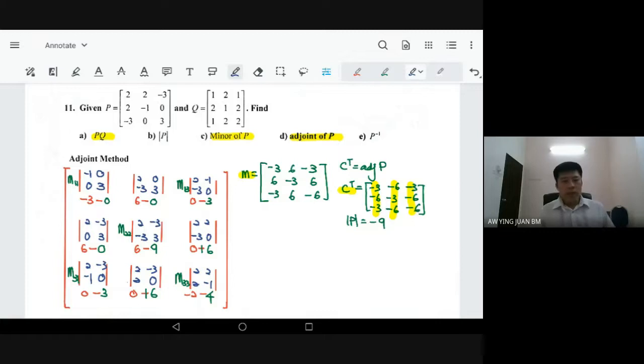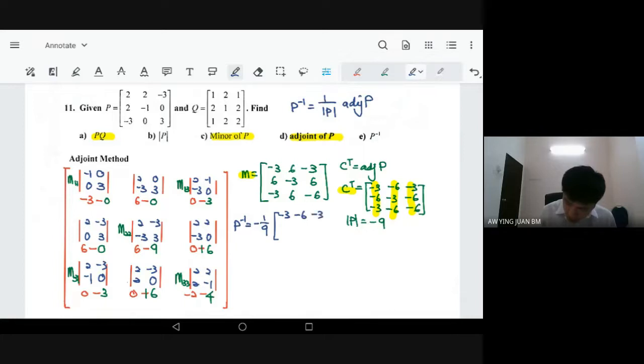So now we are going to discuss the P inverse. So basically the formula for P inverse, or the inverse of P, is equal to 1 over the determinant of P multiplied with the adjoint of P. So that is the formula. So in here, the P inverse is equal to negative 1 over 9 multiplied with the C transpose, which is negative 3, negative 6, negative 3, negative 6, negative 3, negative 6, negative 3, negative 6, and negative 6.